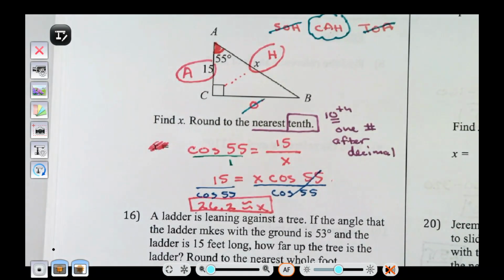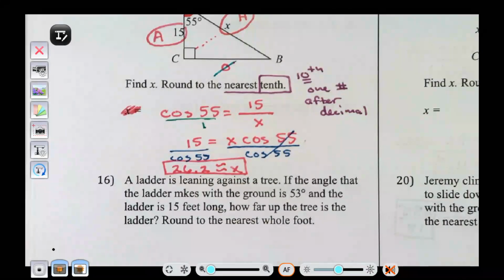All right, so we are definitely going to have SOHCAHTOA on the test, as usual, as expected. Now, next one. Number 16, here's the word problem that we're going to have on the test when it comes to trigonometry. A ladder is leaning against a tree. If the angle that the ladder makes with the ground is 53 degrees and the ladder is 15 feet long, how far up the tree is the ladder?